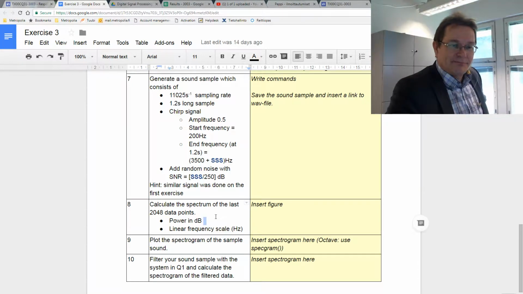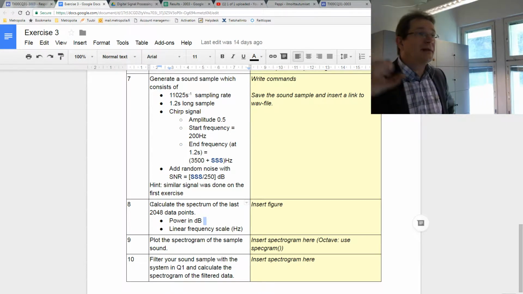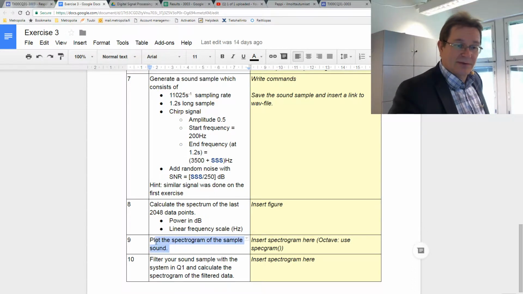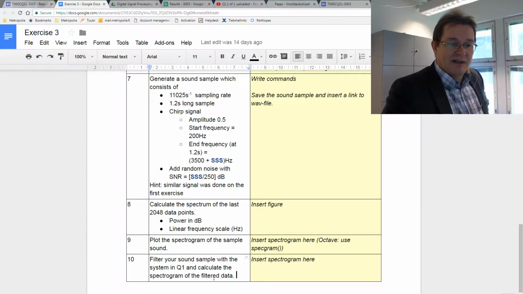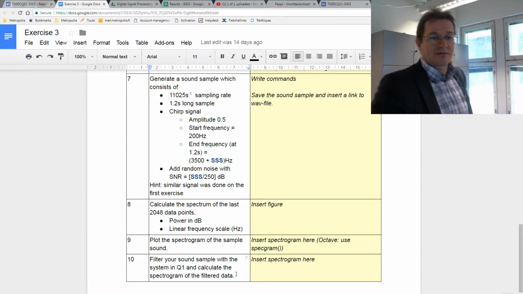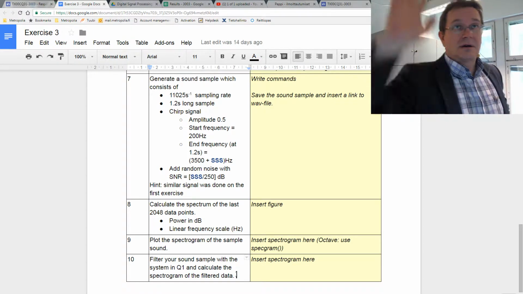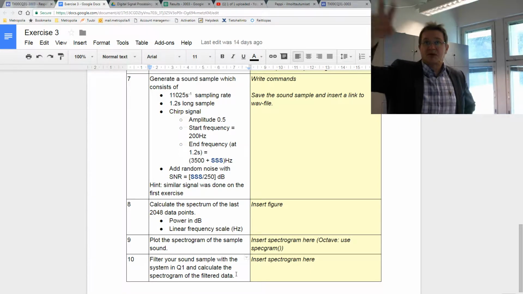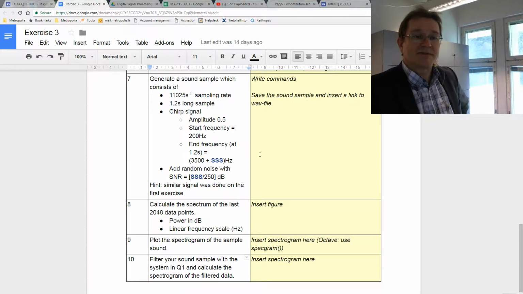Okay. And then calculate the spectrum of the last 2048 data points, and the spectrogram. And filtering the sound sample and calculating the spectrum of the filtered data. So basically first do the signal, then some spectrum of it, then filter it and compare those spectrograms. Simple things.